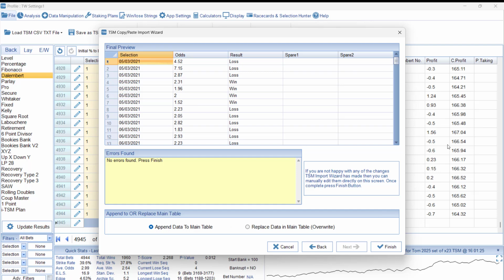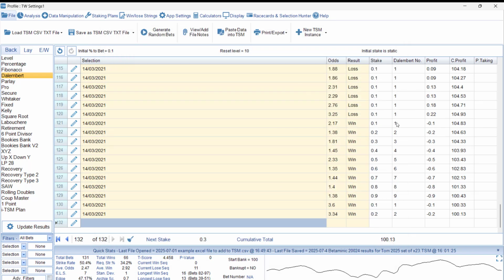And here, I've already got data in here, so I'm going to replace the data in my main table and click finish, and ta-da, we get it. We get the data here, and we can see the result column is like loss, loss, loss, win, win, win.